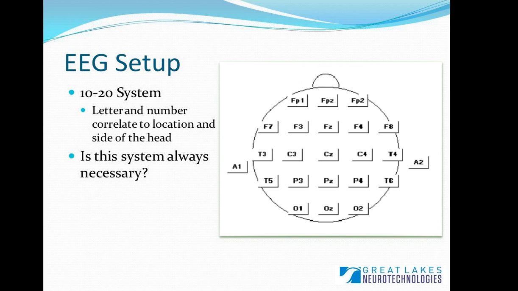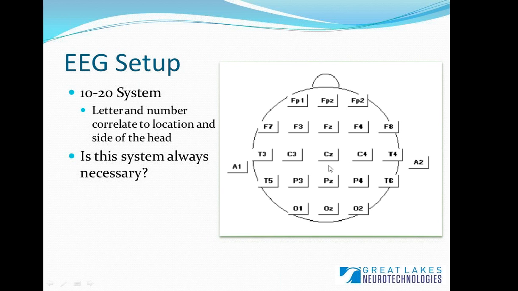You'll see that each one of these locations has a corresponding letter and number that indicates the region. Each letter, you'll see there's F, T, C, P, and O. Those correlate to the 4 lobes of the brain, the frontal, temporal, parietal, and occipital. And then the C actually corresponds to central, which just refers to the central region of the brain. The numbers indicate the hemisphere on which the recording is being done. So the even numbers are located on the right hemisphere, and the odd numbers are on the left.